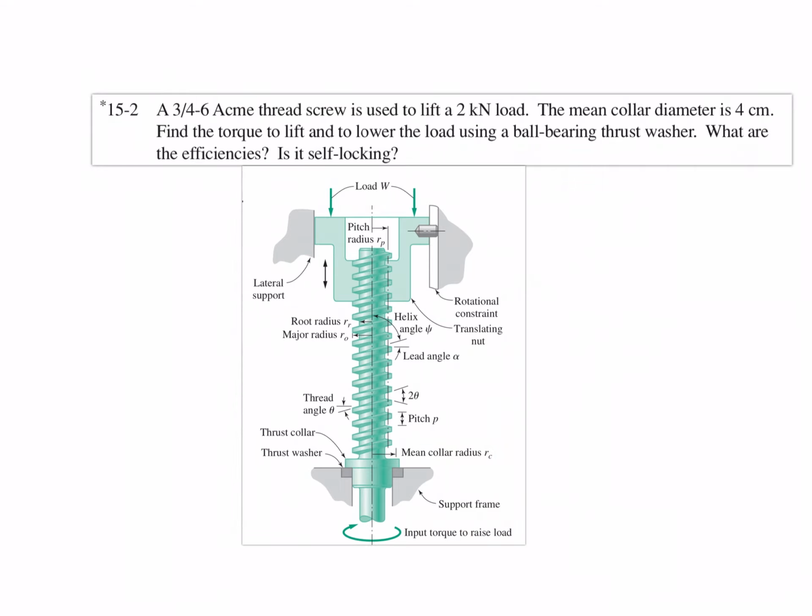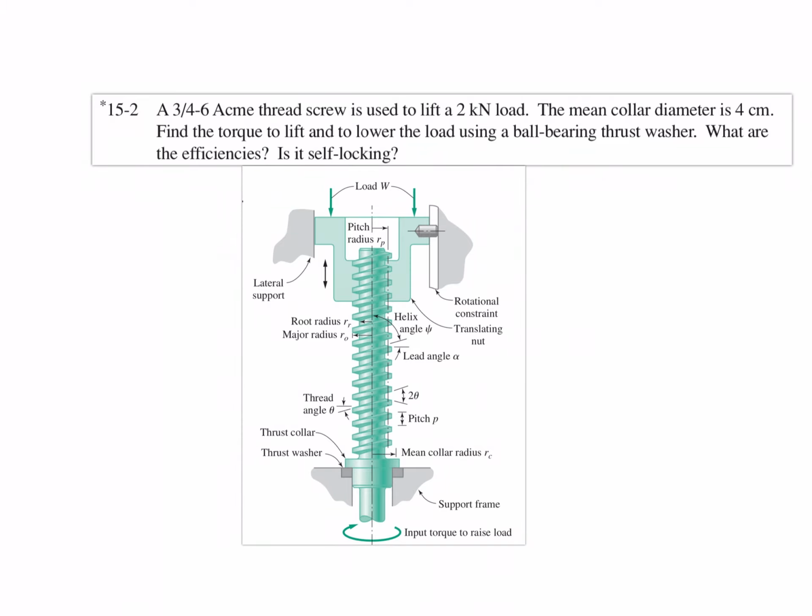So here we have a power screw. It is used to lift a load of 2 kilonewton. The mean collar diameter is given. Find the torque to lift and to lower the load using a ball bearing thrust washer. What are the efficiencies? Is it self-locking? So this is the question that they have posed to us.